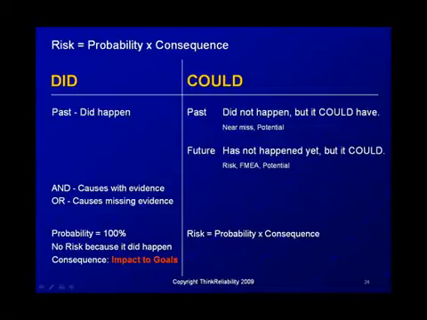Back to this original distinction between did and could, is that anything that did happen, all the causes are going to be linked with ands because you'll have evidence to validate that. Anytime you are missing evidence, those are the or relationships. It could be this or this, which is just how people speak right now. So the probability of something in the past occurring is 100%. That's why you only have the impact of the goals. There's just consequence.